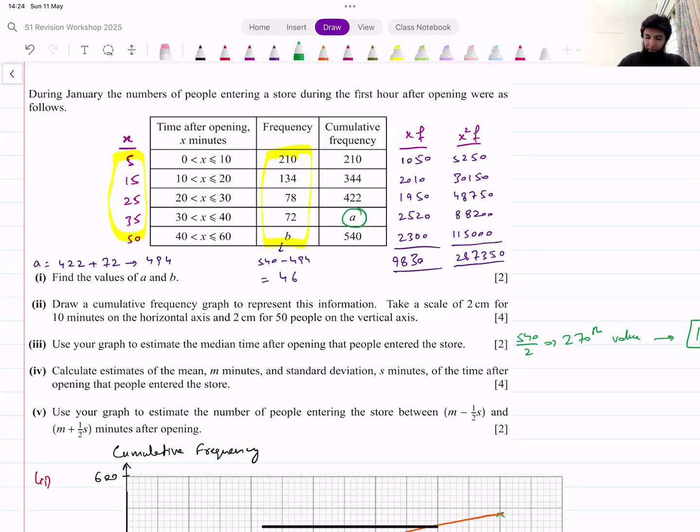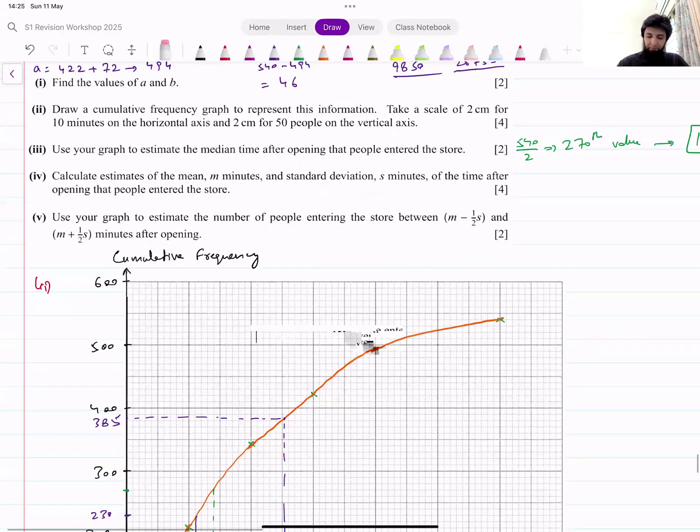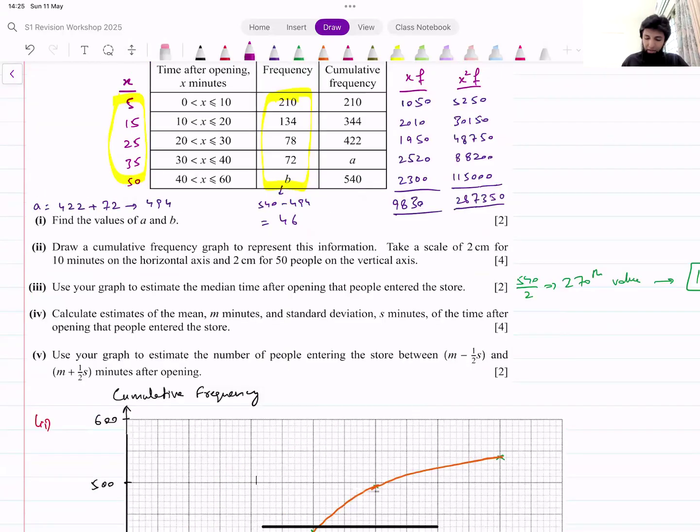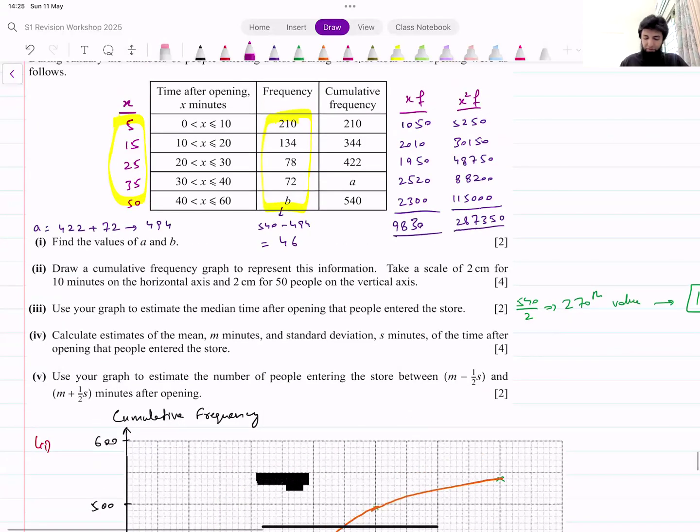What do we do for that? What information do we have? Okay, so what we can do is we can say this is 540, or we can do it this way as well. This is 422. Add 72 to that. That will give you this cumulative frequency. That's the value of A. That's pretty straightforward. The next part, you have to draw a cumulative frequency curve that looks like this. That's what the curve looks like. And then median time, again, that's also fairly straightforward.